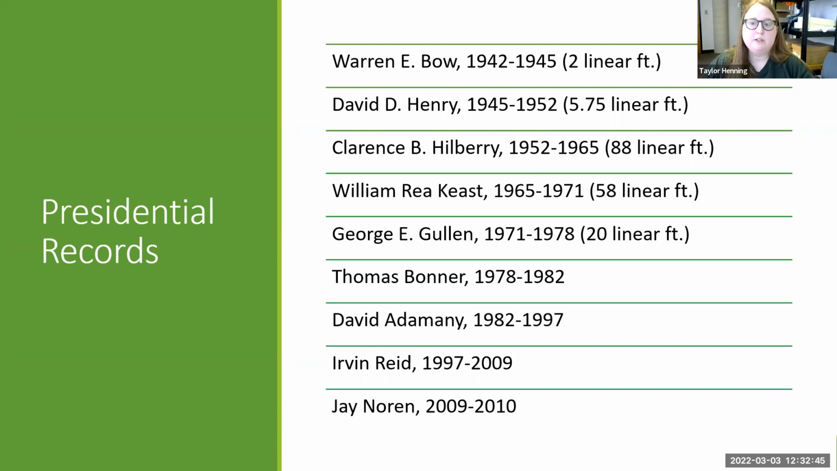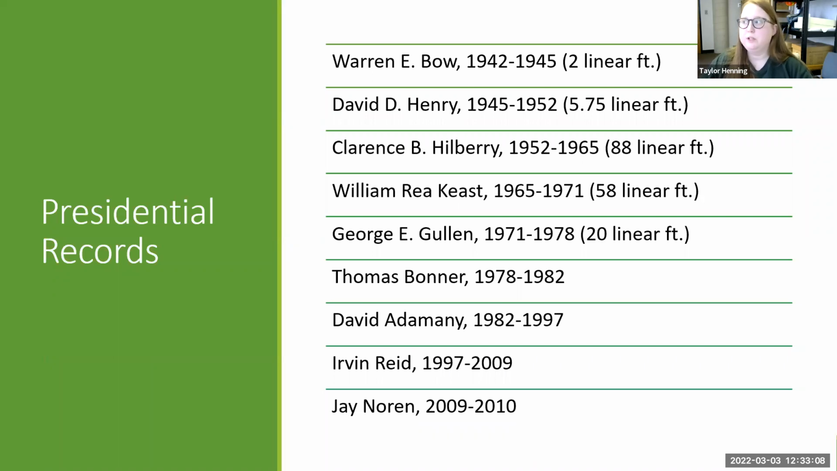So Warren Bowe's records contain files on Army training and veterans programs, as well as a file on Japanese students and employees. The David D. Henry records also contain files on war-related subjects. And then, as you can see, the more recent office of the president has a more extensive record.